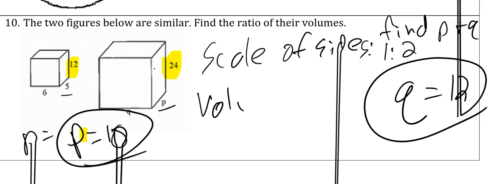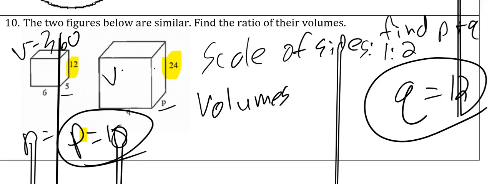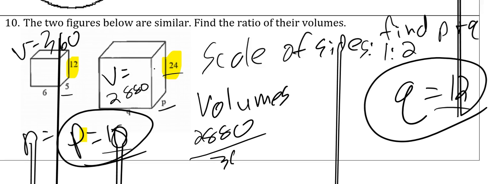The volumes you can do one of two ways. I'll show you one way pretty easily. So first, you got to find the volume of this one. You got to take 6 times 5 times 12. That's easy. That's 360. You got to find the volume of this one. So if you multiply 12 times 10 times 12, or 24 times 12 times 10, you get 2,880. So if you took 360 divided by 2,880, you're actually going to get 1/8.